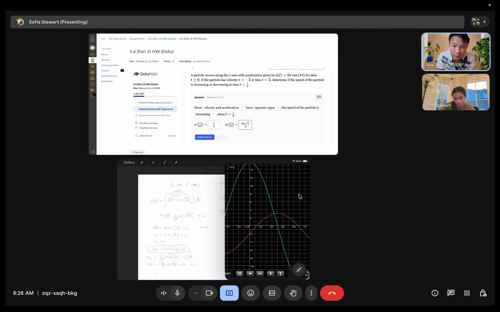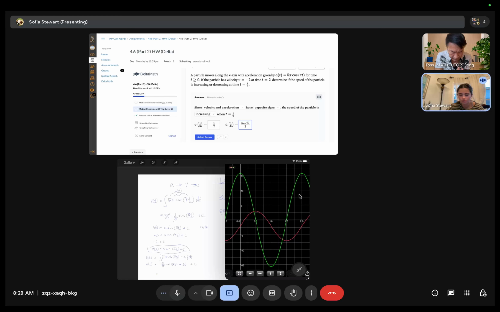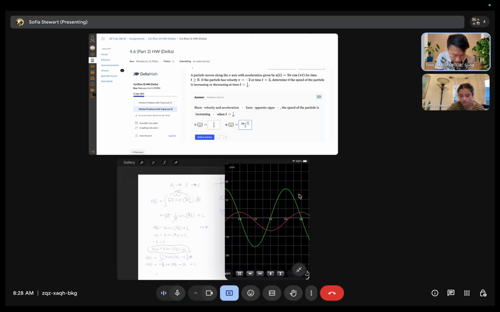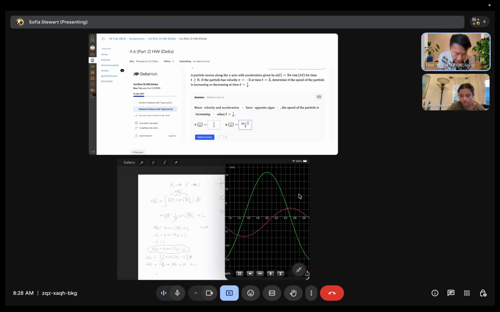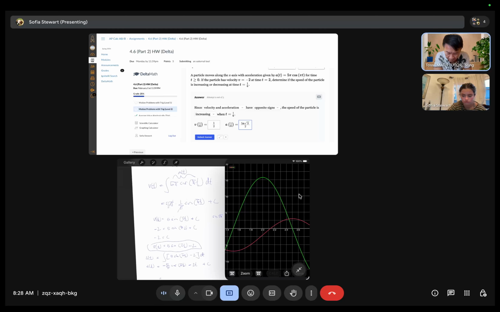At what time are they talking about? Velocity and acceleration at what exact time have opposite sign? I don't think it gives you a time. Time equals 2? That's for the velocity for sure. But what about acceleration at 2? At 2, one is positive, one is negative. Do you see that? So could it be that the velocity is wrong?